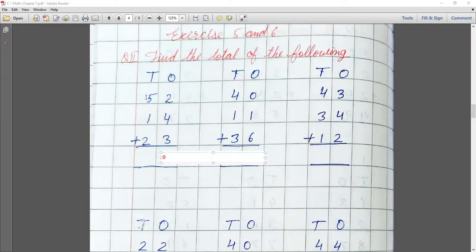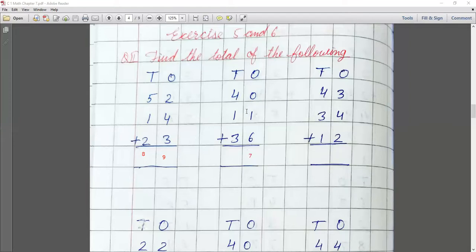Okay. Then 5 plus 1. 5 plus 1 is equal to 6. And 6 plus 2. 6, 7, 8. So we write 8. Okay, 0 plus 1, 1. And 1 plus 6, what? 1 plus 6 is equal to 7. So we write 7 here.